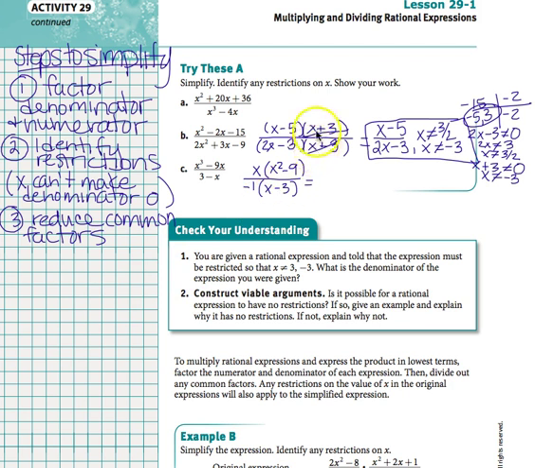Now, unlike in my first example, this is not fully factored. I did a step of factoring, but I'm not done. X squared minus 9 is a difference of squares, so I need to factor that further. X squared minus 9 factors into x plus 3 times x minus 3.